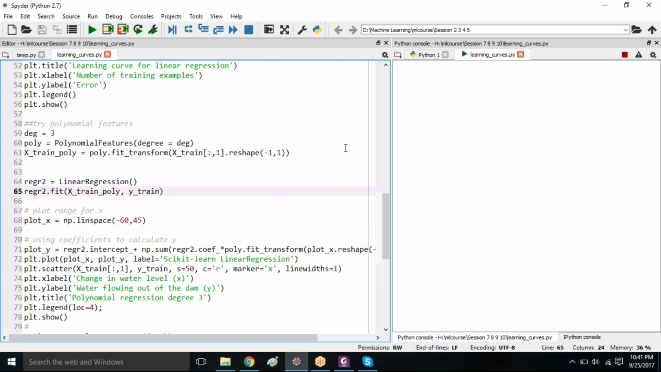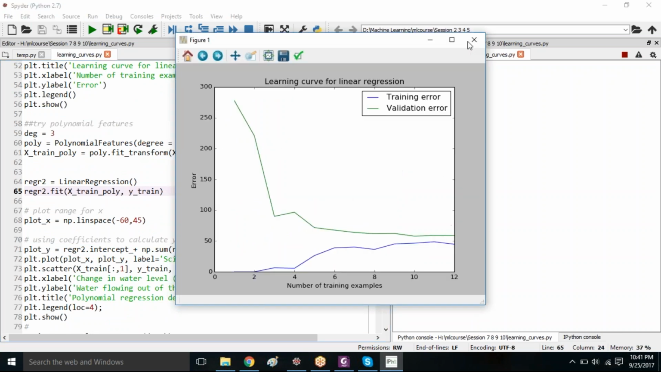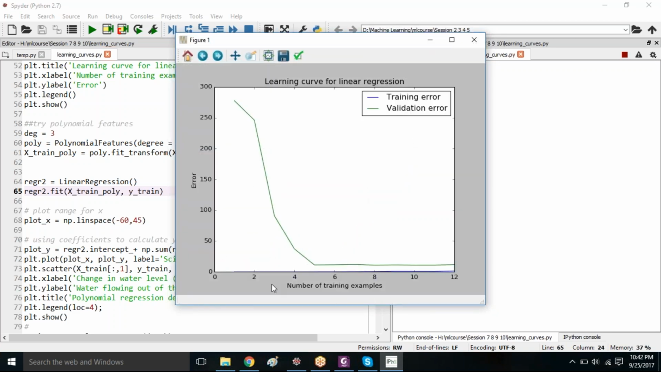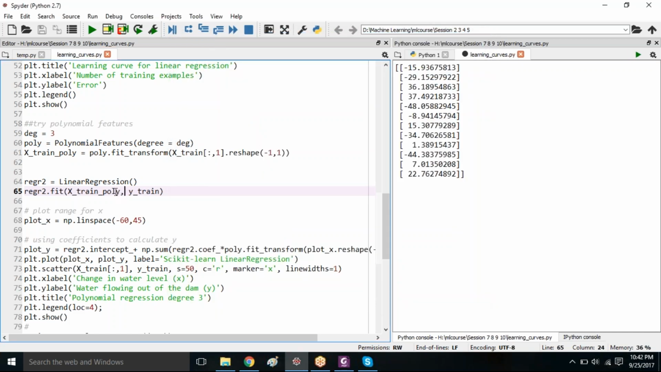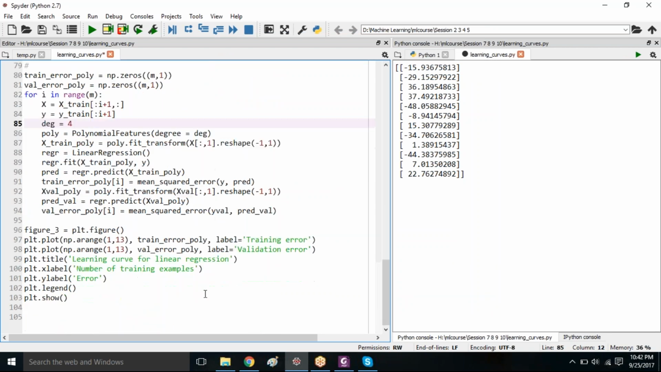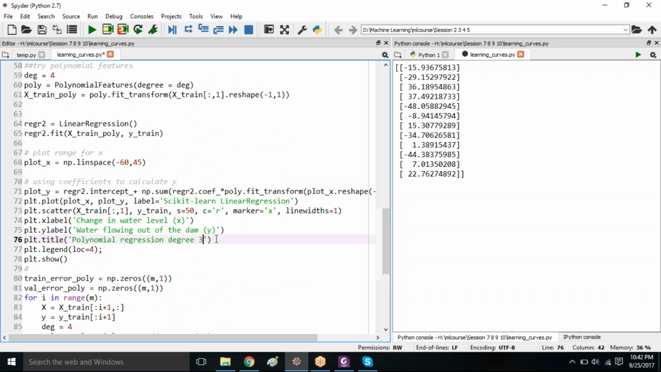So this is how degree 3 looks like, more curvy. Now see, the error is also kind of the same. On the 12 data points, the validation error is something around 10 or so, and this is the training error. Now if I go for degree 4, it will be a little more curvy, and maybe in the title also I will change it so that there is no confusion, degree 4.